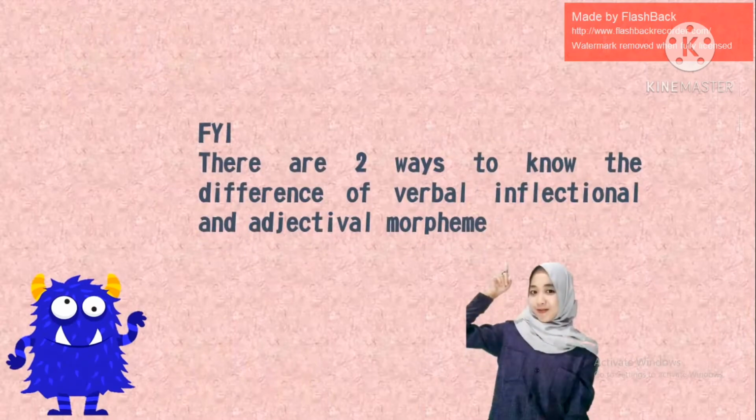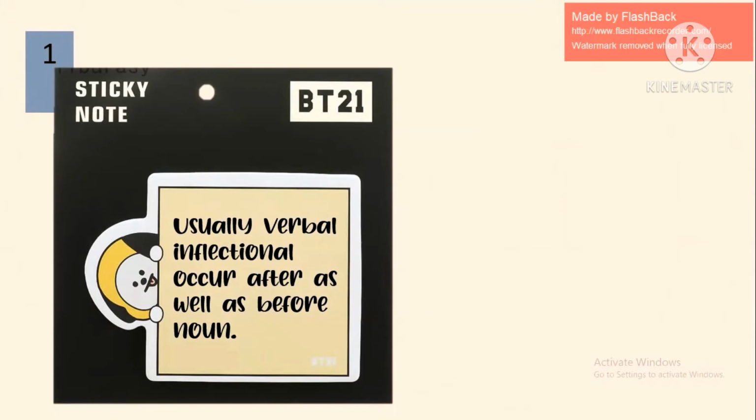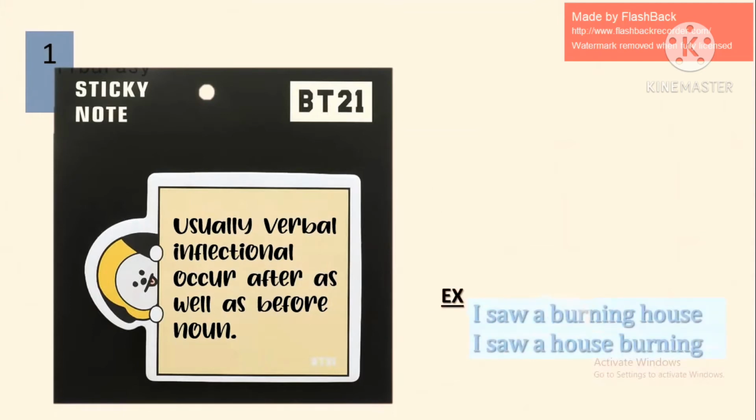For information, there are two ways to know the difference between verbal inflectional and adjectival morphemes. The first way is usually verbal inflectional can occur after as well as before the noun. Examples are I saw a burning house and I saw a house burning. In the first sentence, I saw a burning house, the verbal inflectional appears before the noun. And for the second example, I saw a house burning, the verbal inflectional appears after the noun.